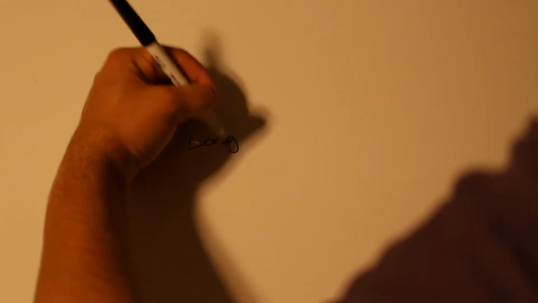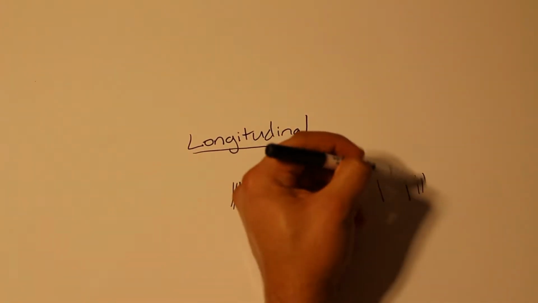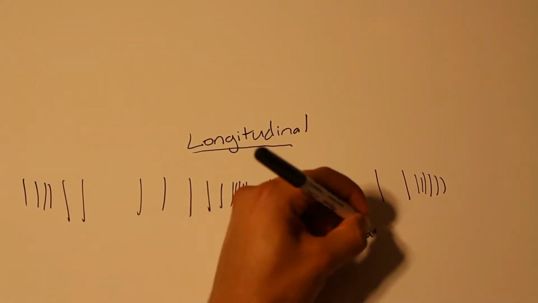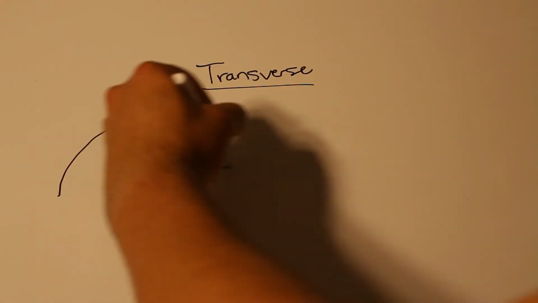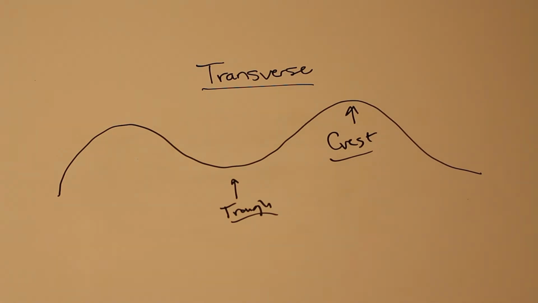So, sound is obviously a wave, but more specifically, it is a longitudinal wave. This means that particles within the wave travel parallel to the motion of the wave. Where the particles are closest together is a compression, and where the particles are further apart is a rarefaction. This is different from a transverse wave that we normally associate with the word. In a transverse wave, the particles move perpendicular to the motion of the wave. The highest point of these particles is the crest, and the lowest is a trough.